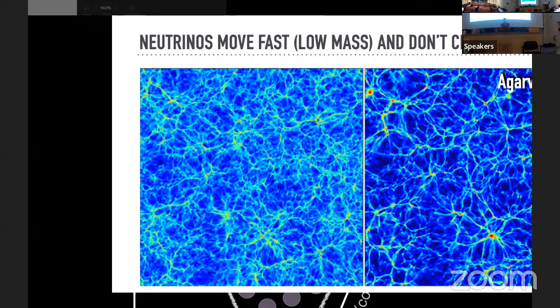So there's a very big difference in the structure that we see if neutrinos are dark matter. And so now we actually know that neutrinos are about 1% of the dark matter. But the 99% of the rest of it really has to be something totally unique and different.